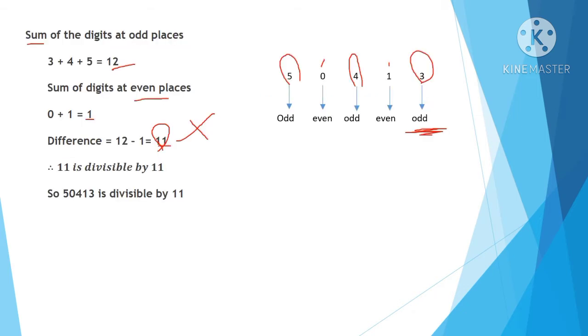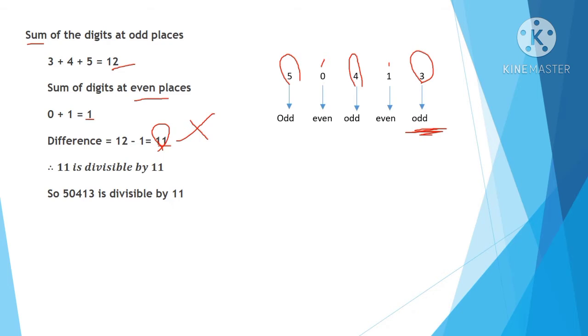Look at here, sum of the digits at odd places. So here, what are the numbers in the odd places? 3, 4 and 5 are the numbers in the odd places. Look at here, sum, adding. I have added and I got the answer 12.